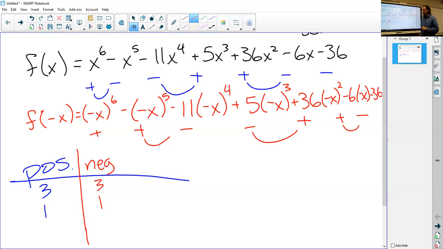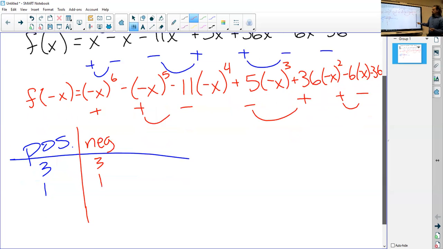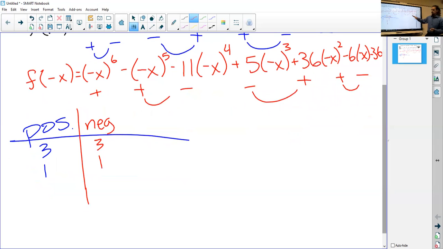Same idea. If we have 3, we also have to include 1. And then we need to write out all the possible outcomes we can have. So we can have 3 and 3, we can have 1 and 1, but we also need to know what if we have 3 positive and 1 negative, or 1 positive and 3 negative. So there's 4 different possible ways that we could set this up.